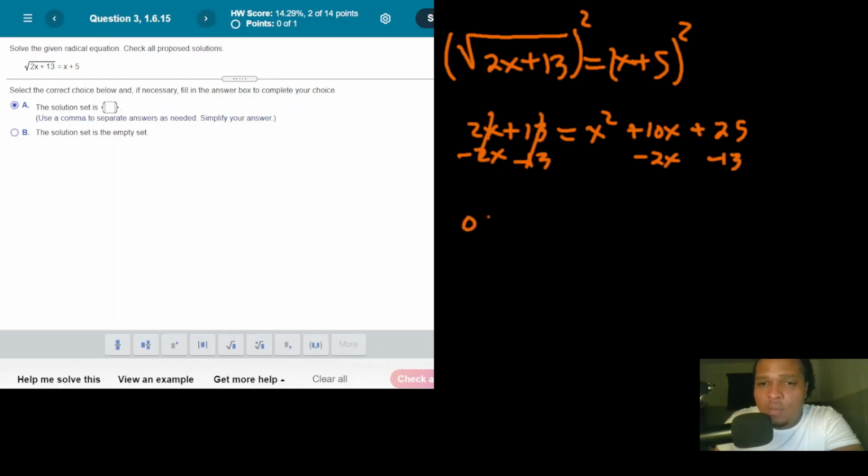You get 0 is equal to x squared plus 8x, and then 25 minus 13. That's a 2, and that's a 1. I can do better than that. All right, plus 12. So, let's see if we can factor it up.